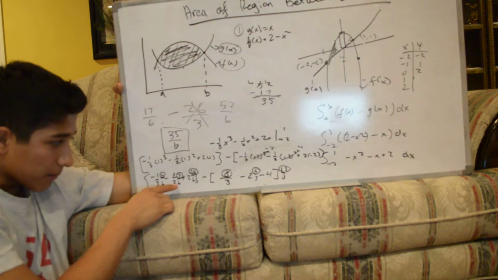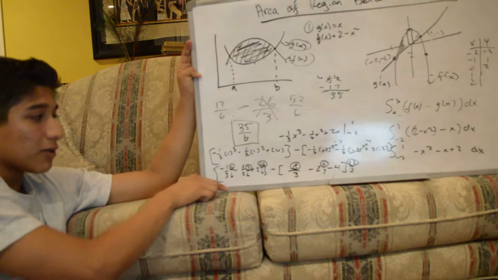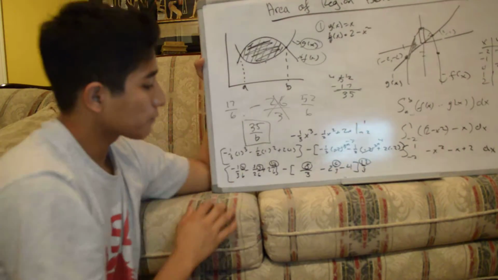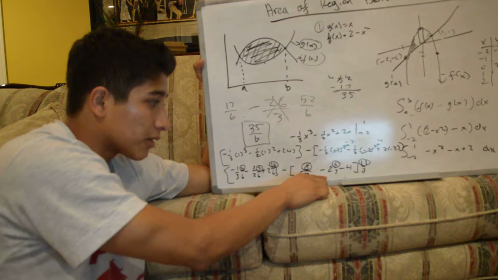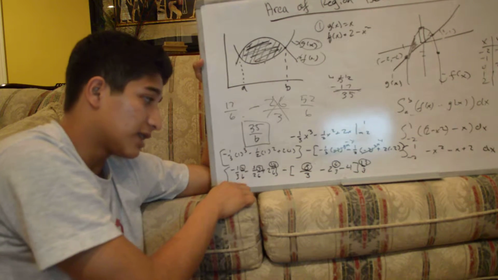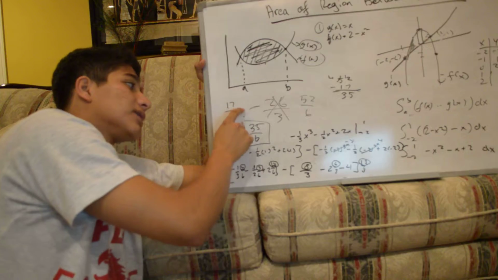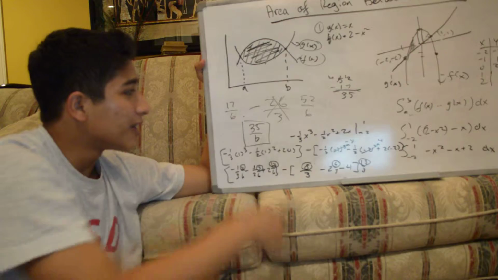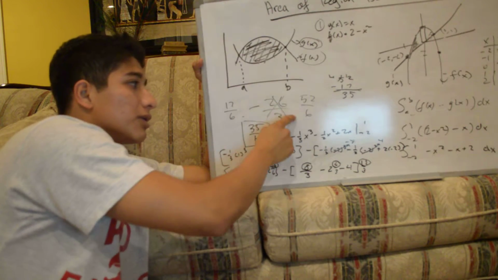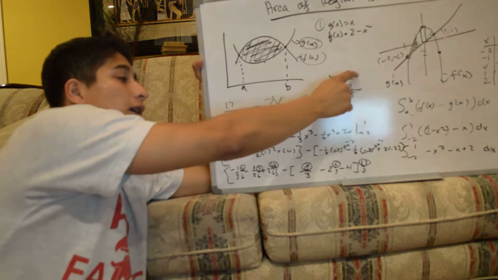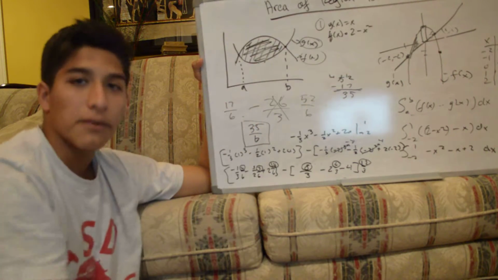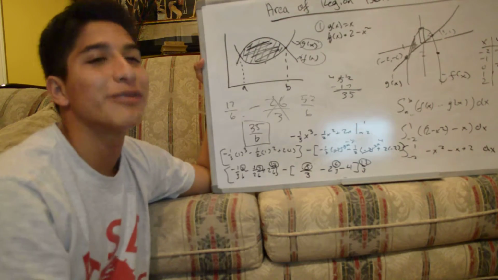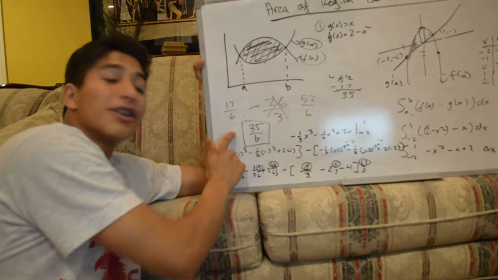Over here, it looks kind of weird, but what I did is I found the common denominator. And then I added them up. Found over here the common denominator of 3. Over here was 6. Added those up. It turned out to be 17 over 6 minus 26 over 3. The common denominator is 6, so I times this by 2. 52 over 6. Over here I subtracted 52 from 17. There we go. And then I got negative 35 over 6.